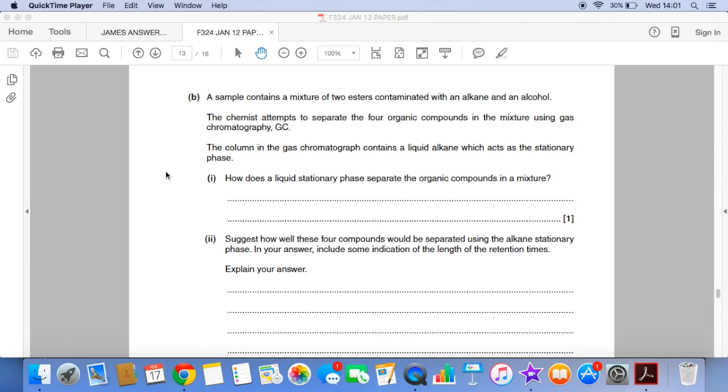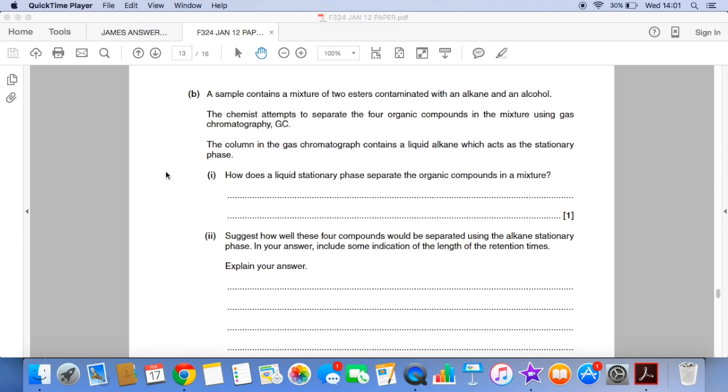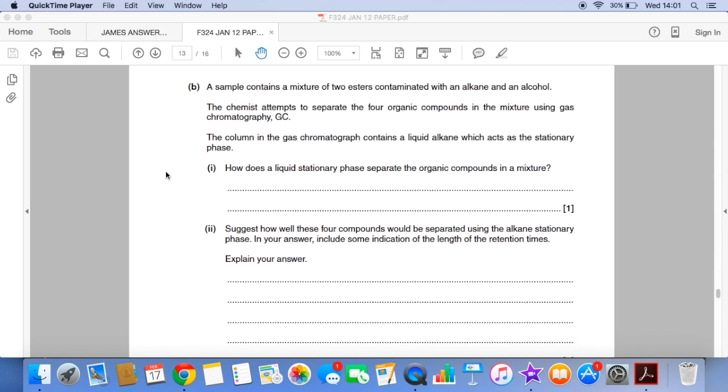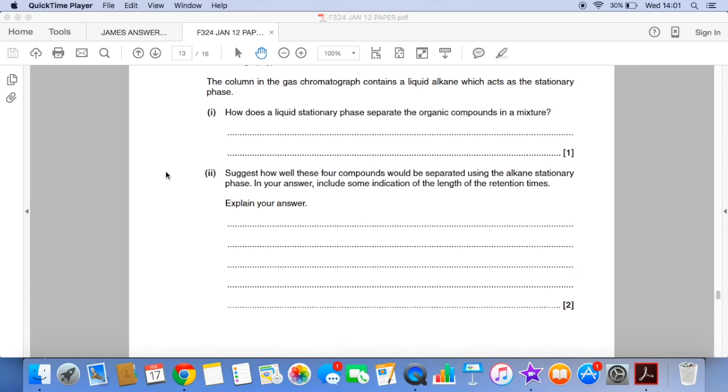So we've got a mixture of two esters contaminated with an alkane and an alcohol, and they're going to use gas chromatography to separate them. And the important thing is that the stationary phase is a liquid alkane. So recall question first, how does a liquid stationary phase separate? And then the second part of the question, how well do these four compounds get separated using an alkane stationary phase?